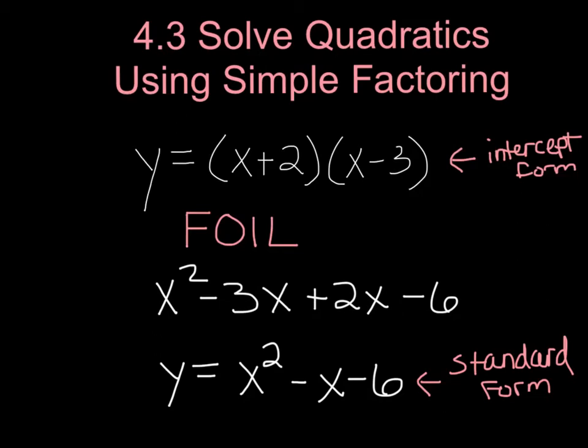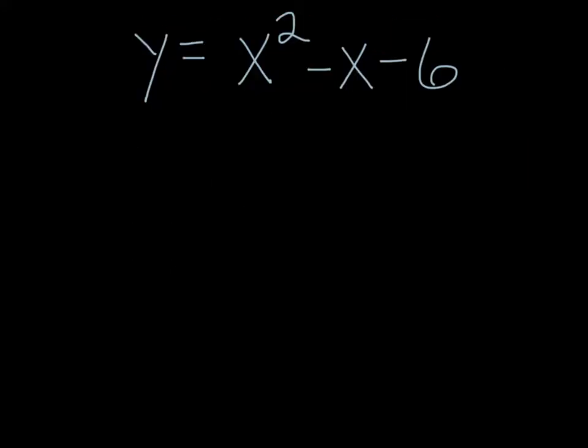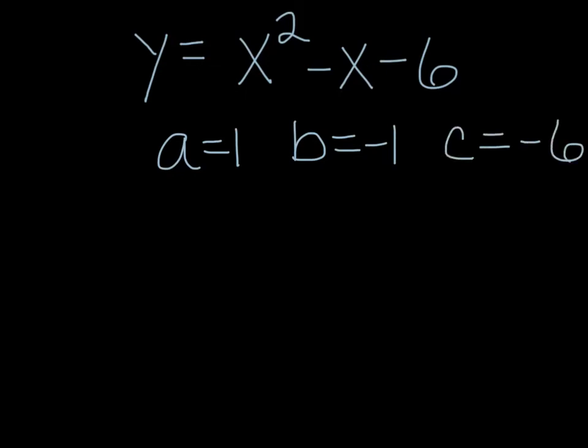But if I gave you a quadratic in standard form, and I told you to put it in intercept form, then the way to do that is you have to factor. Now the best way for me to explain this is to just go through it using an example while I do it. So say we have y equals x squared minus x minus 6. Well, a is 1, and b is negative 1, and c is negative 6. That's for our ax squared plus bx plus c. Right? A, B, C.